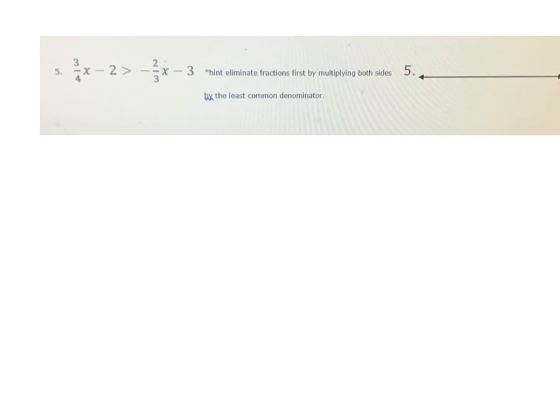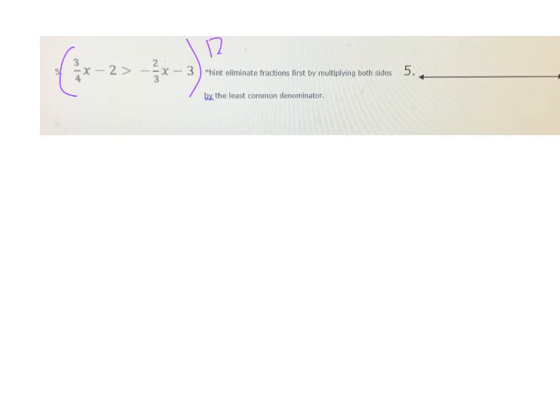All right, here's problem number 5. Okay, and I notice in fine print, it says, hint, eliminate fractions by multiplying both sides by the least common denominator. Oh, okay, so that should give me a hint. So in number 5, I have no distributive property, but I have these ugly fractions, and I don't want to work with fractions. So I'm going to take this hint, and I'm going to multiply both sides by the least common denominator. Least common denominator of 3/4 and 2/3 is 12.